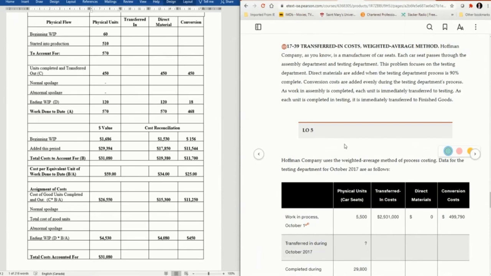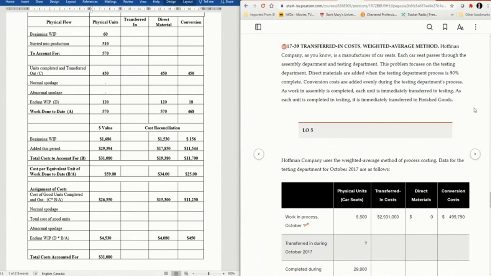We're also going to figure out work in process in assembly, but that would be a different group of people who are working on that issue. So today we're only going to look at what's in process in the testing department. Okay, so direct materials in the testing department are added at the 90% point.